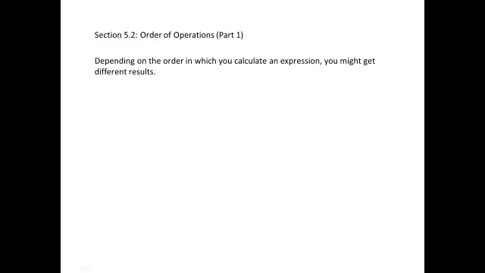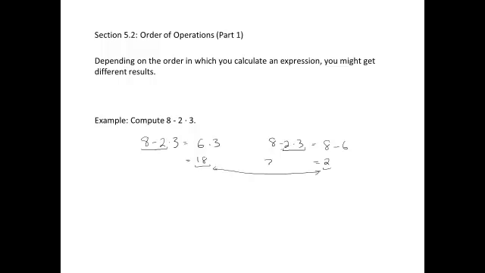Section 5.2, Order of Operations, Part 1. Depending on the order in which you calculate an expression, you might get different results. Example, compute 8 minus 2 times 3. We're going to do this calculation in two different ways. If we started with the 8 minus 2, we would get 6 times 3, which is 18. If we started with the 2 times 3, we get 8 minus 6, which is 2. And as you can clearly see, 18 and 2 are not the same value. So the question is, which one's the correct one?